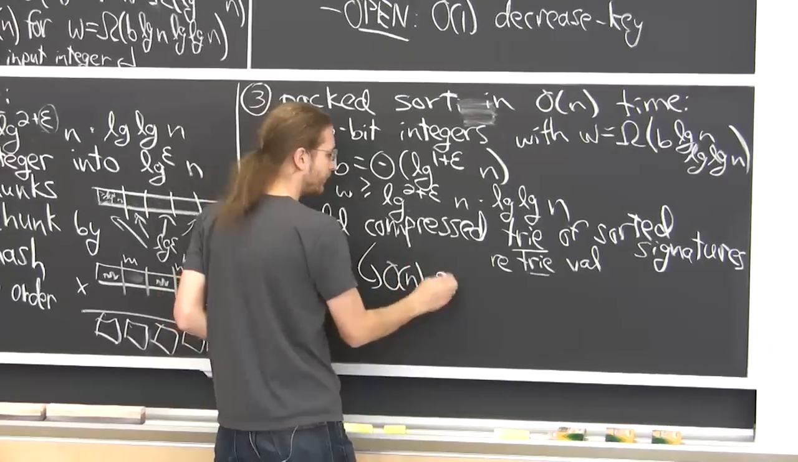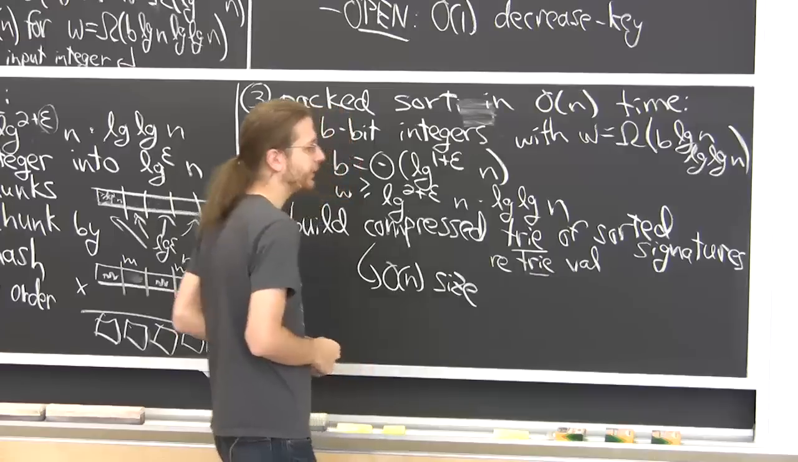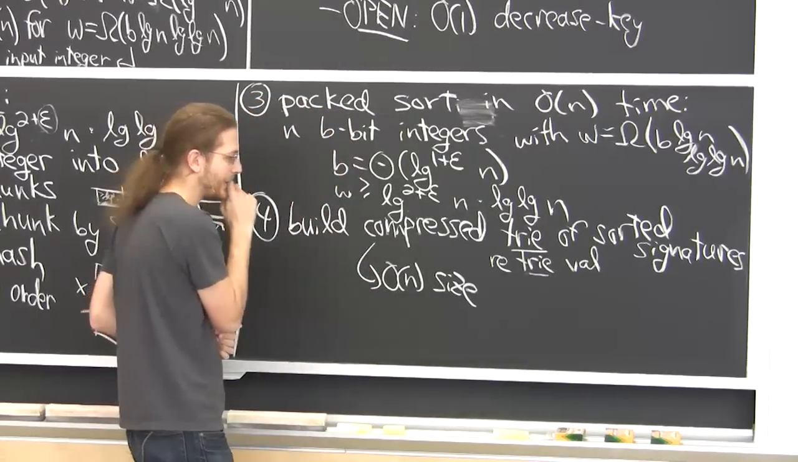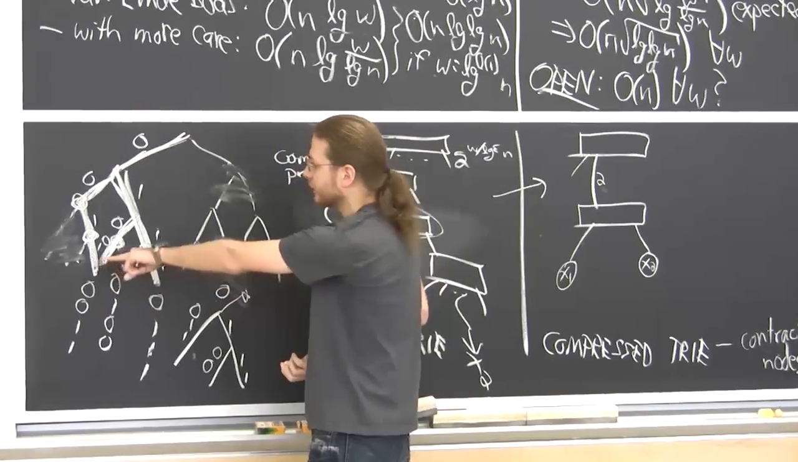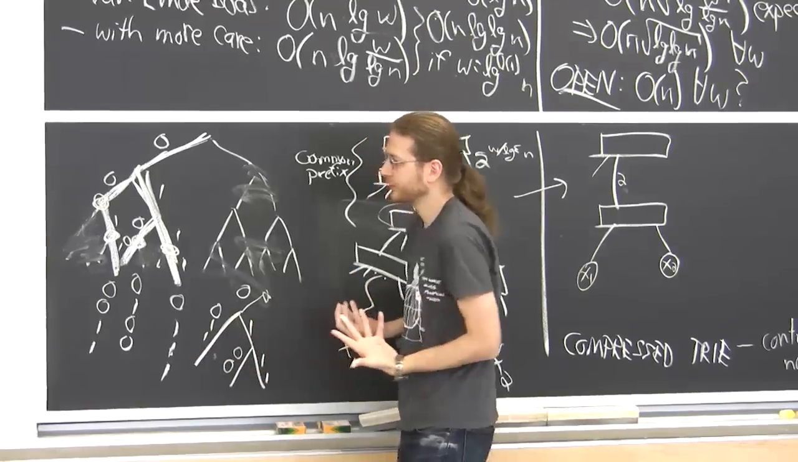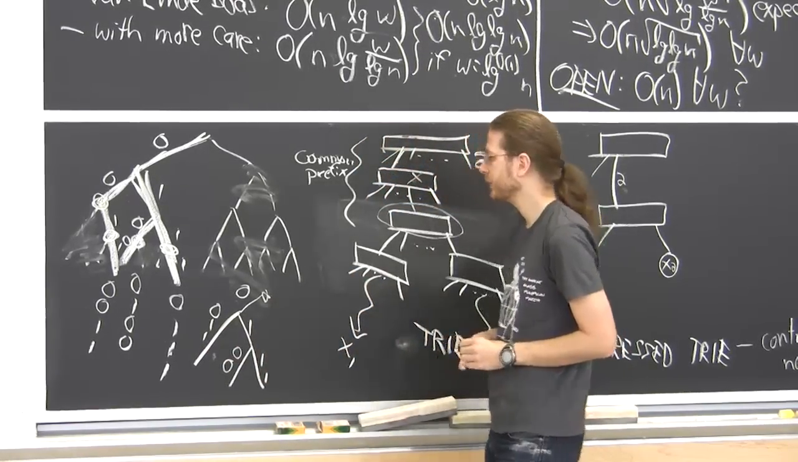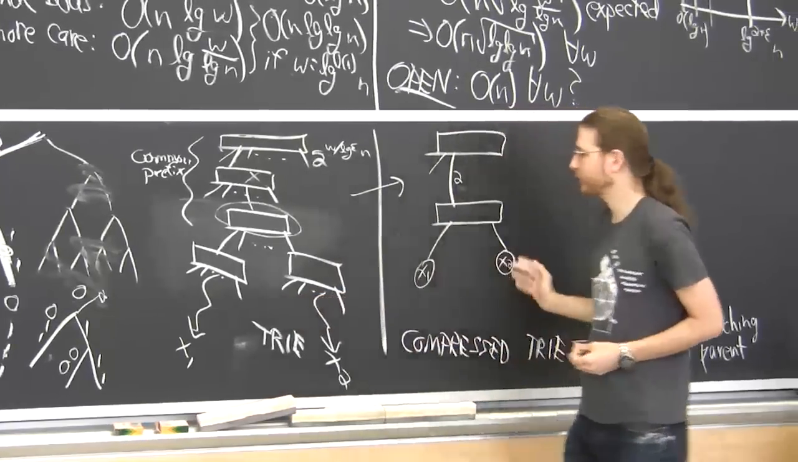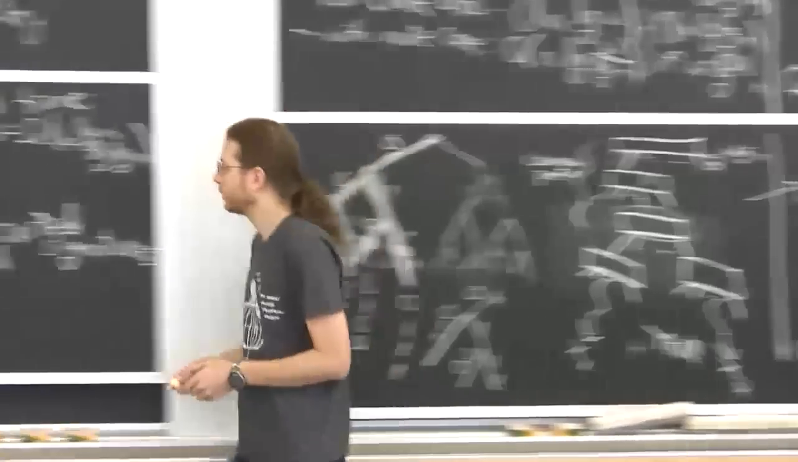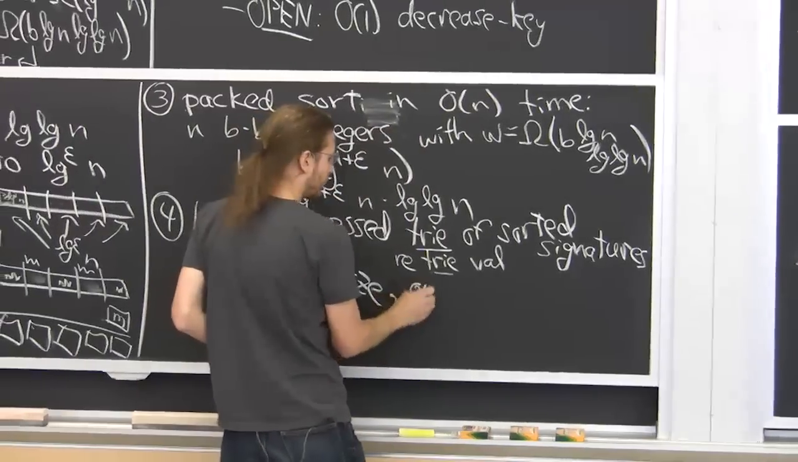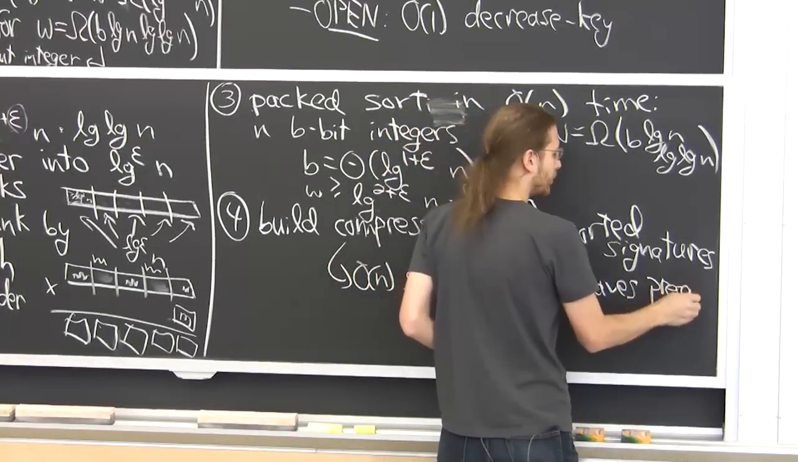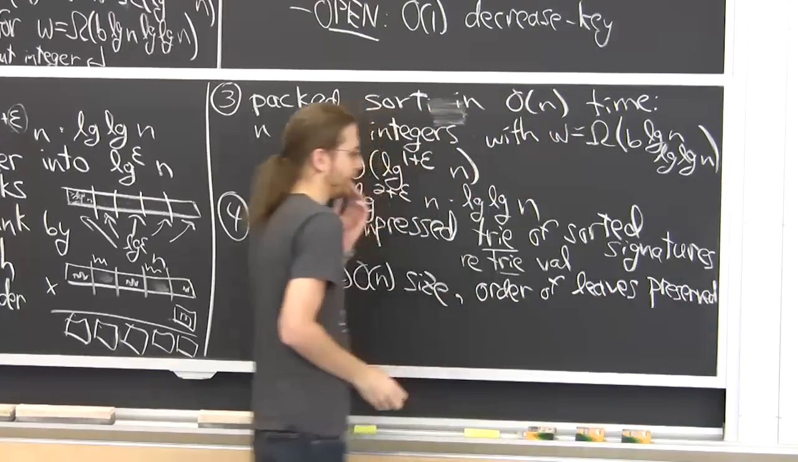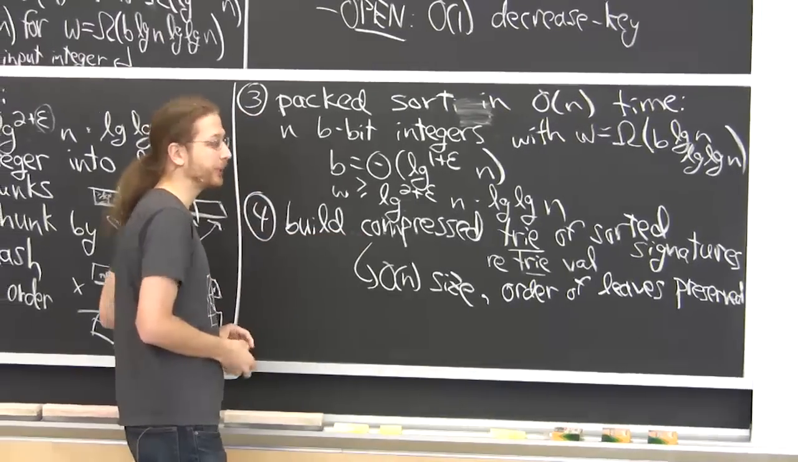Now the nice thing about a compressed trie is it has linear size. The number of edges and vertices is linear in the number of leaves, which is the number of values we have here. Another nice thing about compressed tries is they preserve order. So if you look at the order of the leaves down here, it's the same as the order of the leaves over here. We're not really changing order. We're just making things a little shorter to write down. Same thing over here: x1 appears to the left of x2. So the order of the leaves is preserved. The other cool thing about compressed tries is you can compute them in linear time.